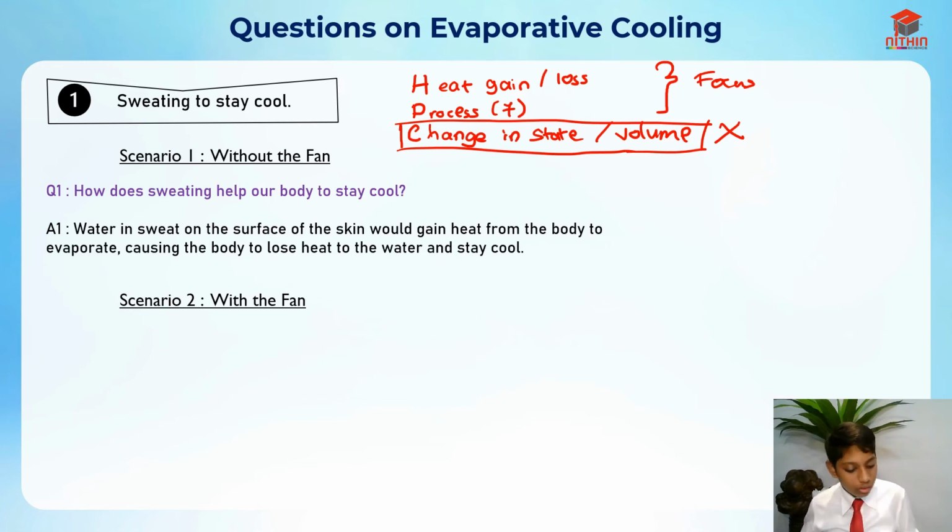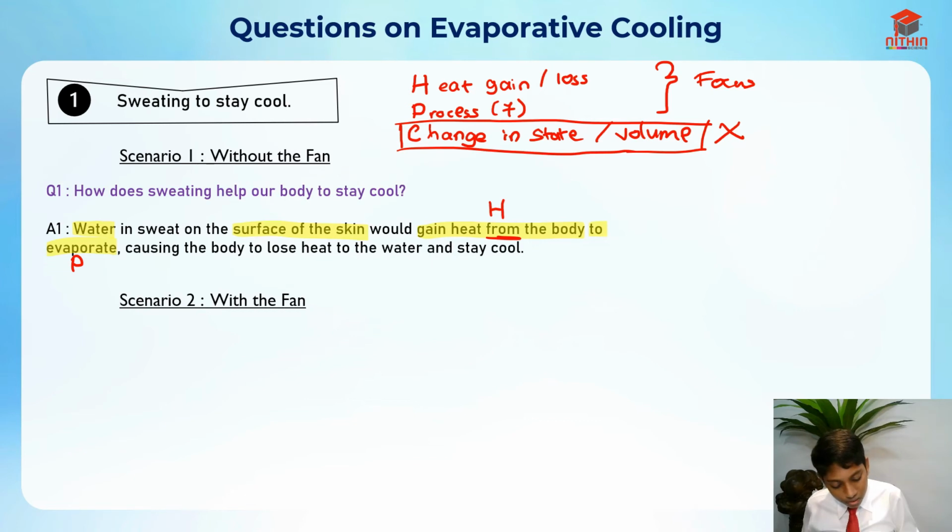So the H is over here. Before that, something important is that you need to state water in the sweat. You can't just say the sweat evaporates. You need to say water in the sweat on the surface of the skin. So this is the H: would gain heat from the body. Let me just write H on top. And next, to evaporate. This is the P, process. So the process is evaporation.